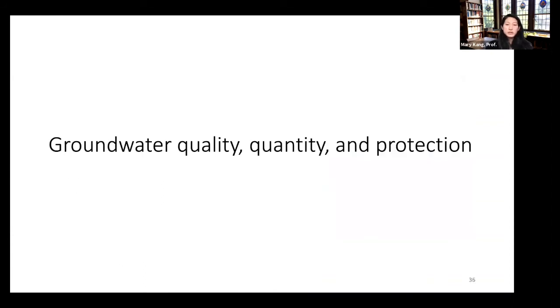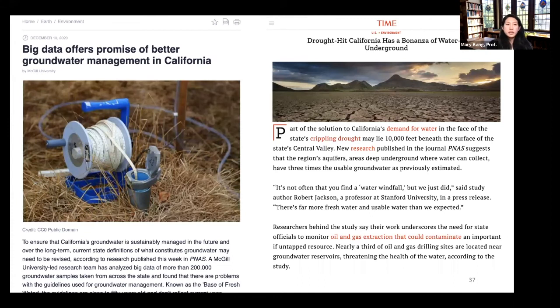So I'm going to spend just a few minutes to quickly talk about groundwater quality, quantity, and protection, and also methane emissions from Montreal. Just a few news articles from some of my publications.